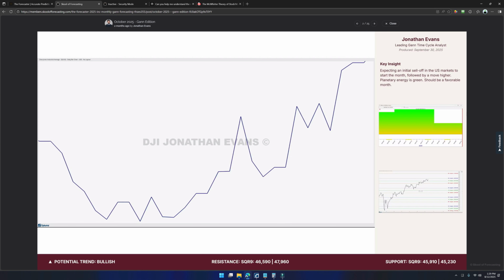And the insight I had written here was: expecting an initial sell-off in the US markets to start the month, followed by a move higher. Planetary energy is green, so it should be a favorable month. So we're looking at planetary energy, we're looking at the directional curve, and we're also looking at the Square of 9 to find support and resistance levels.